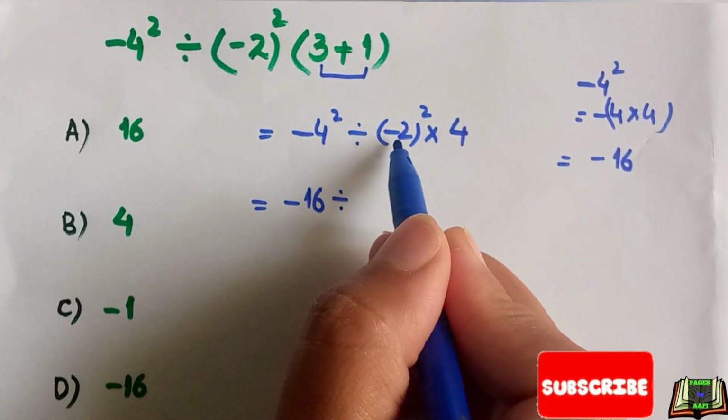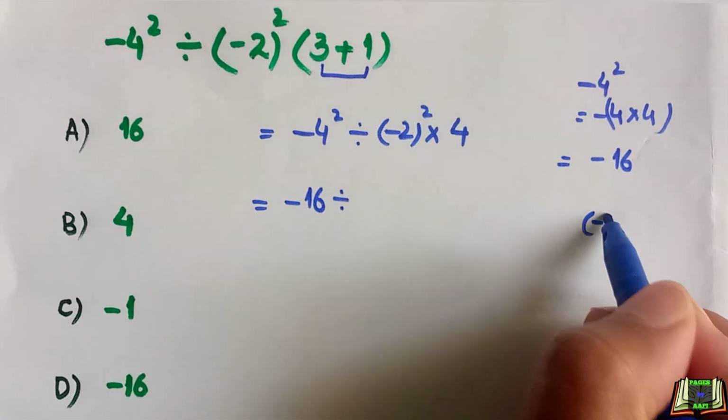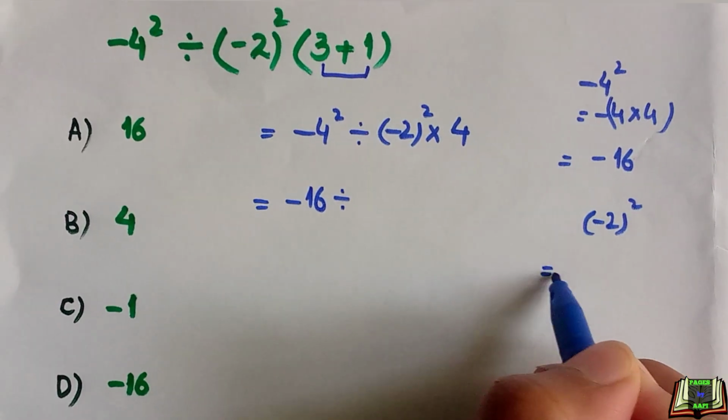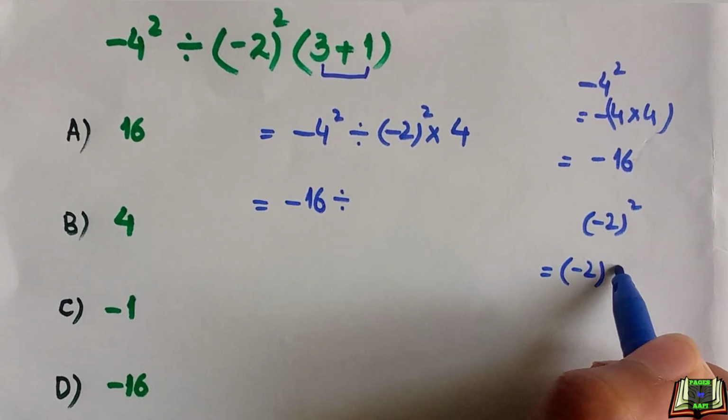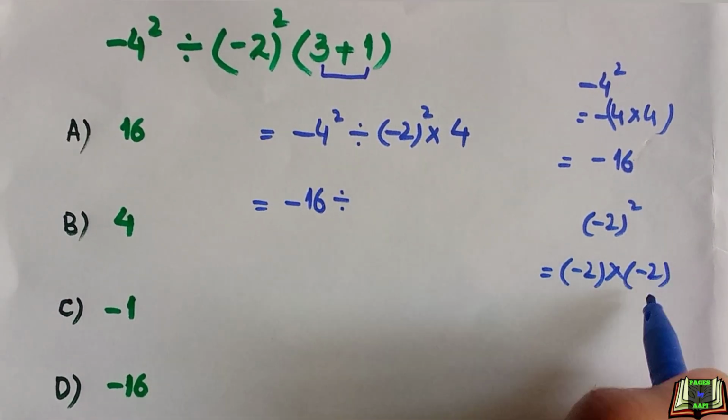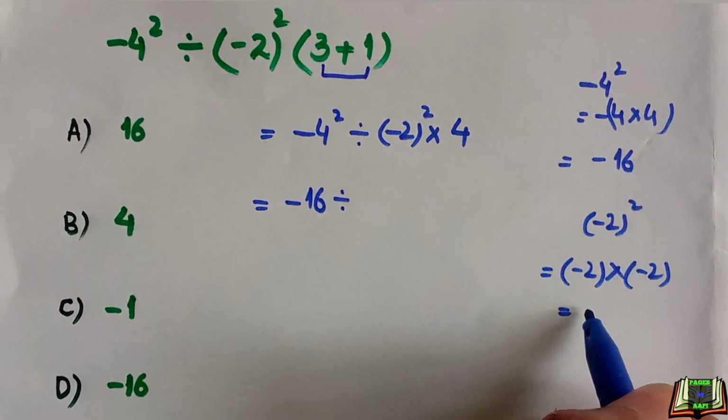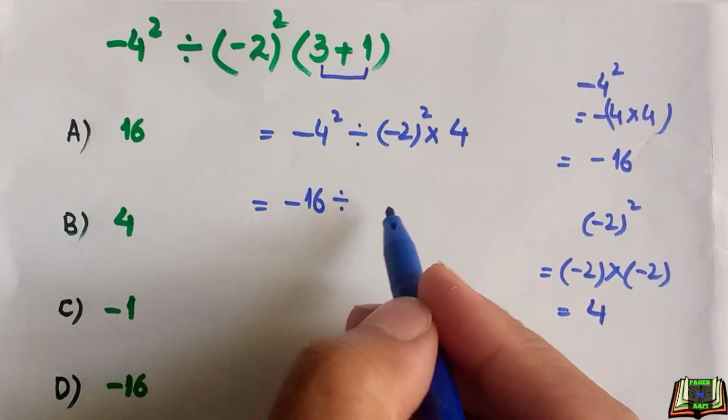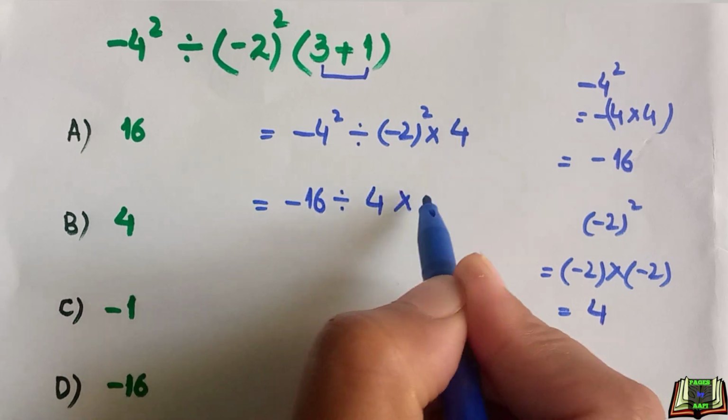And this, (minus 2) whole to the power 2, is different from that. It means minus 2 times minus 2. Here signs will be multiplied also. Negative and negative become positive. 2 times 2 is 4. That is equal to positive 4.